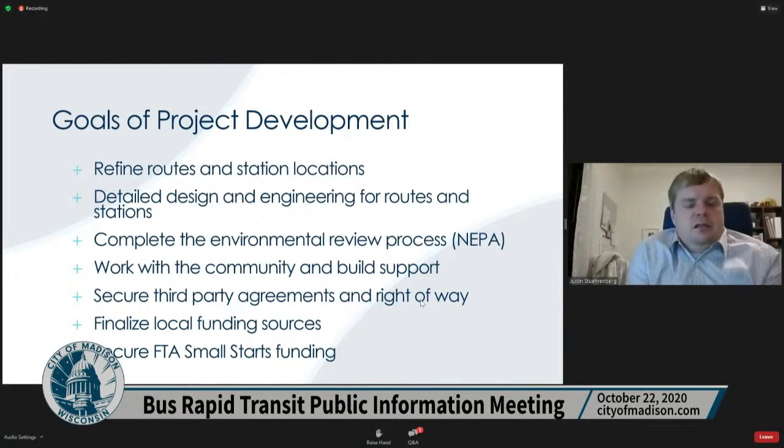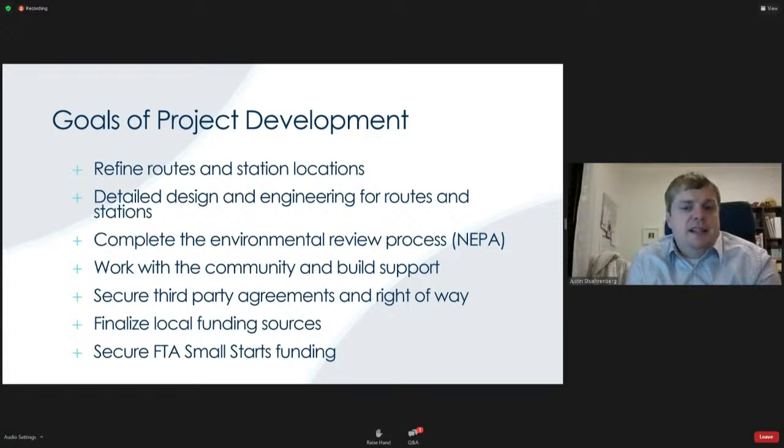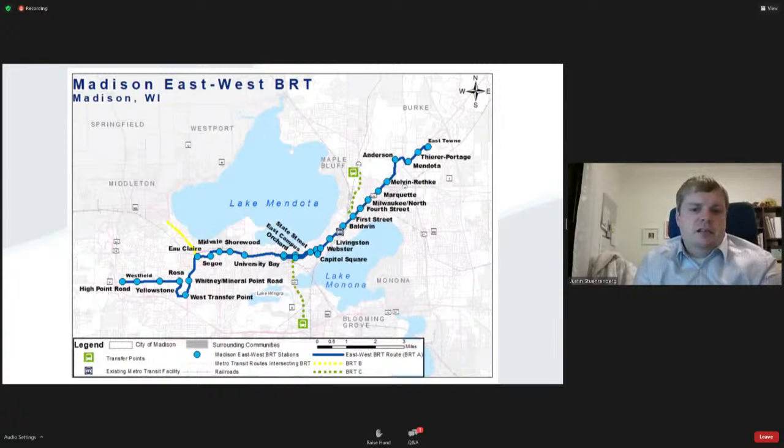The goals of what we should accomplish during this project development phase are refining the routes and station locations, which is why we're here with you tonight. Given that, we'll move forward with more detailed design and engineering of the routes, so getting plan sets built together, complete our environmental review, work with the community in meetings like this and what will be several more throughout the year, to build support and communicate the details of the project, secure any agreements that we need with third parties, such as potentially University of Wisconsin and the State of Wisconsin Department of Transportation, finalize our local funding sources through the budgeting process, and then ultimately end with securing our grant agreement.